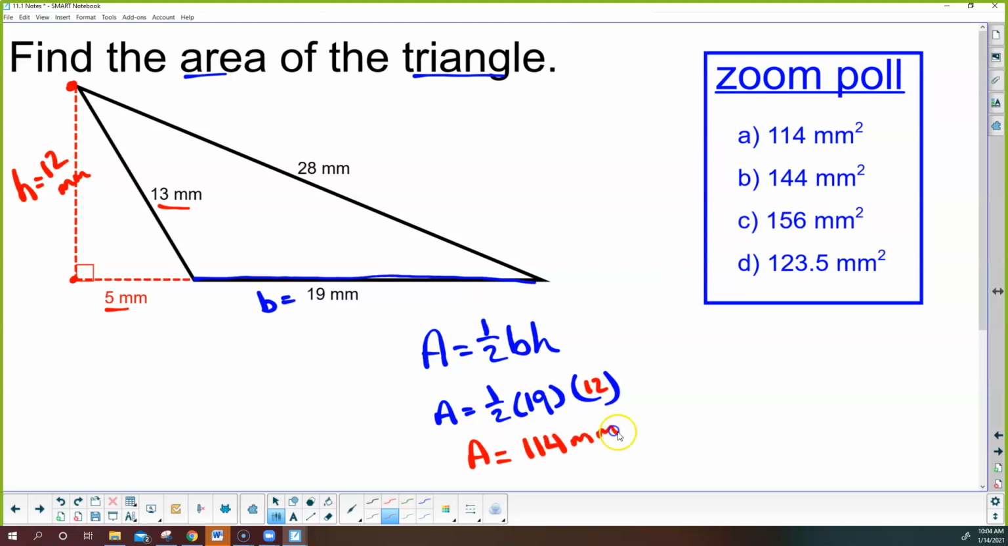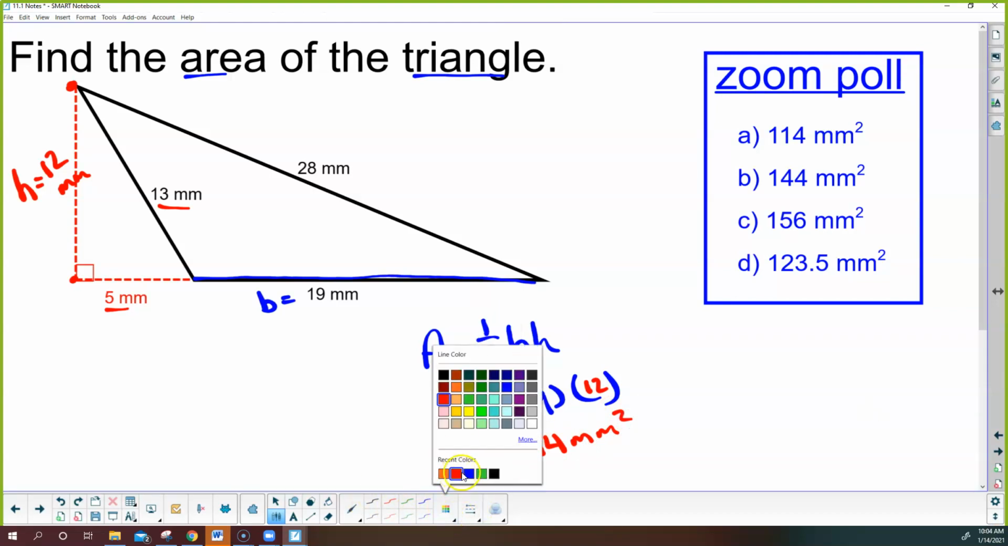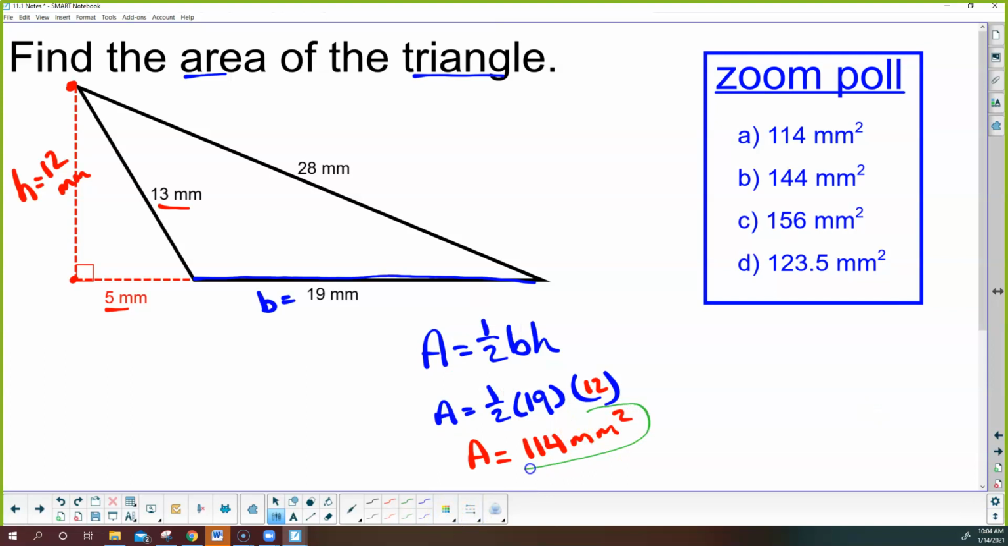114 millimeters squared. And this brings up another important concept that I want to make sure you're all aware of. Because I multiplied two quantities, I multiplied the base and the height, and they're both in millimeters, that would be like having millimeters times millimeters. So the units for area is millimeters squared. So please make sure any units we do for area, the units will always be squared.